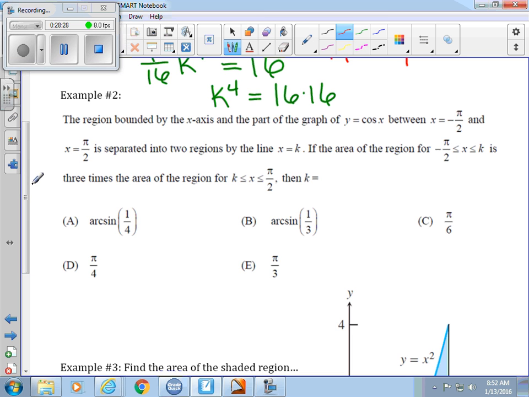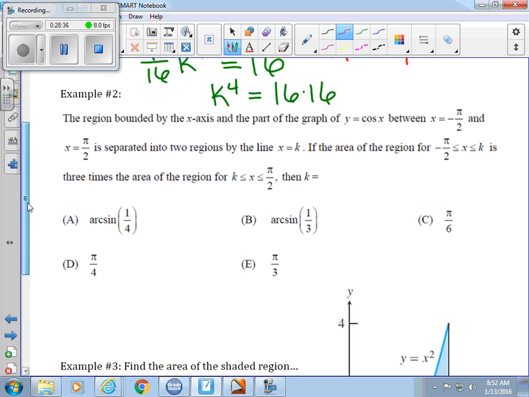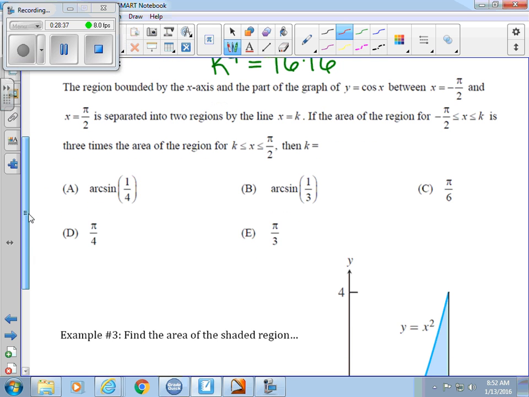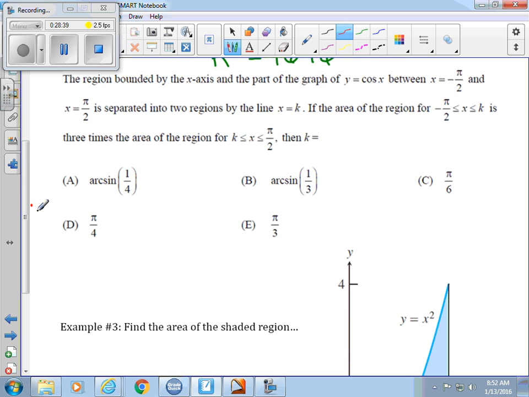Okay, the region bounded by the x-axis and part of the graph of cosine x between negative pi over 2 and pi over 2 is separated into 2 regions by the line x equals k. If the area for the region from negative pi over 2 to k is 3 times the area of the region from k to pi over 2, then what is k? Whoa, right? That's scary.